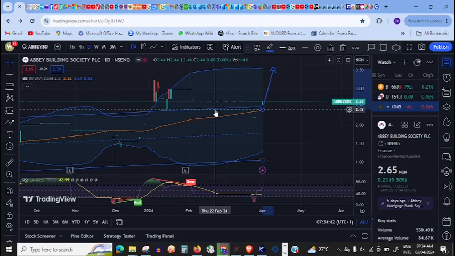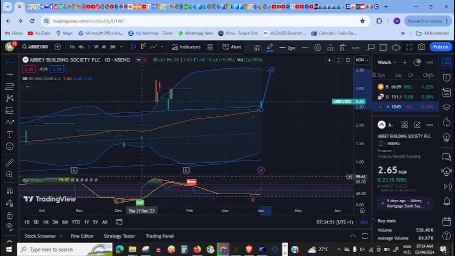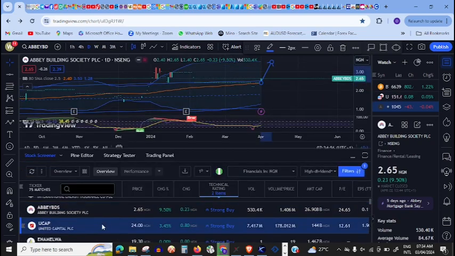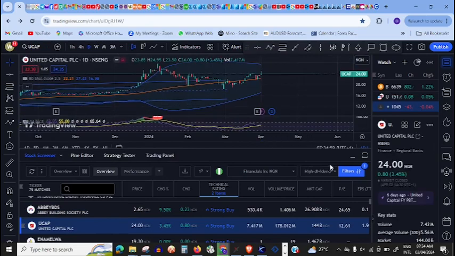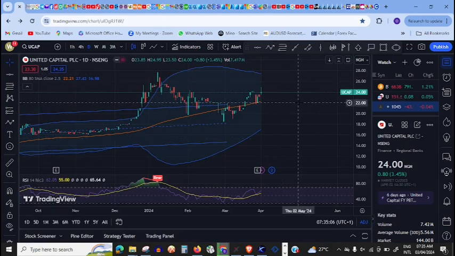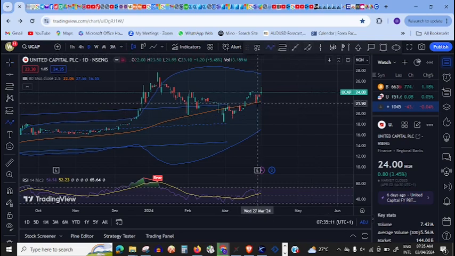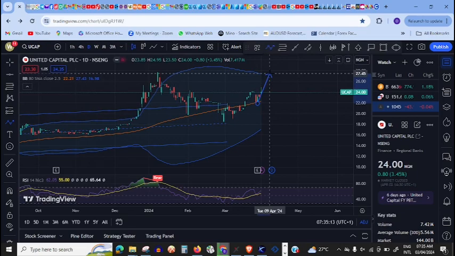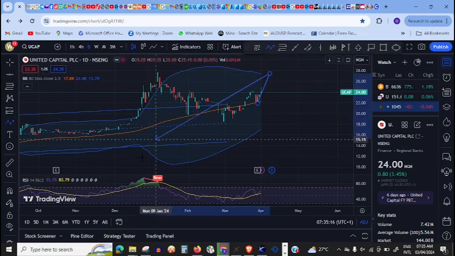Abbey Building Society. So here, if you can get entry around 2 naira 45 kobo, 2 naira 46 kobo, then we take it to 3 naira 50 kobo. UCAP is also a strong buy. It's almost hitting here, but in the case of this, you can get entry at 22 naira, then we are going from 22 naira to a band of 27 naira 45 kobo.